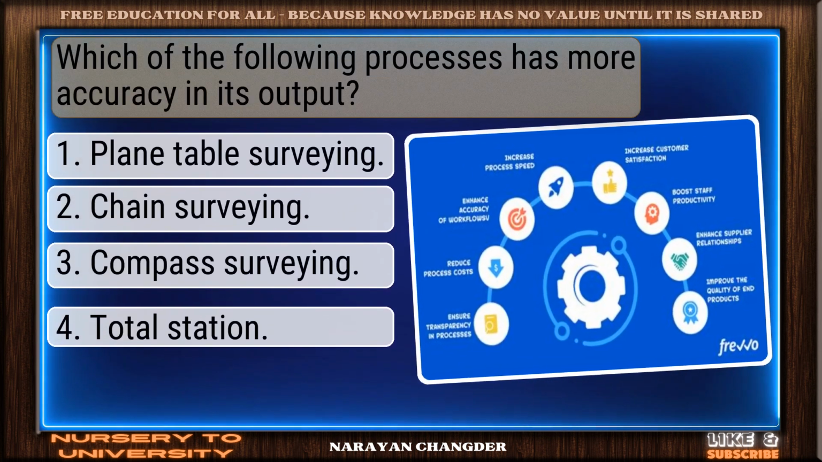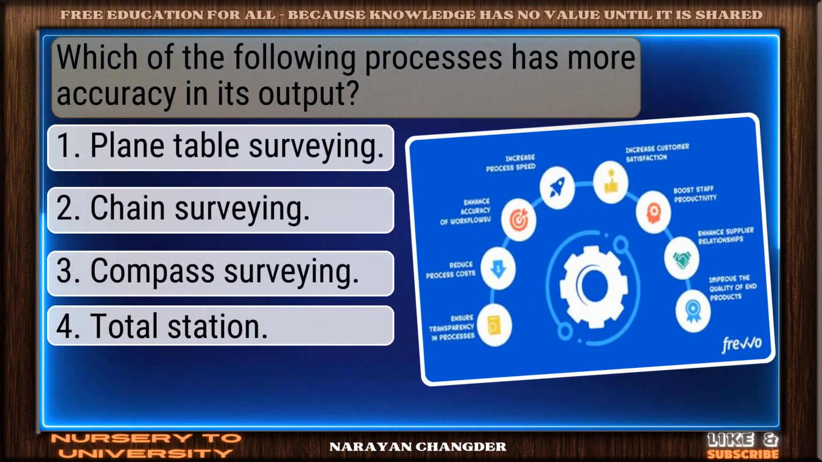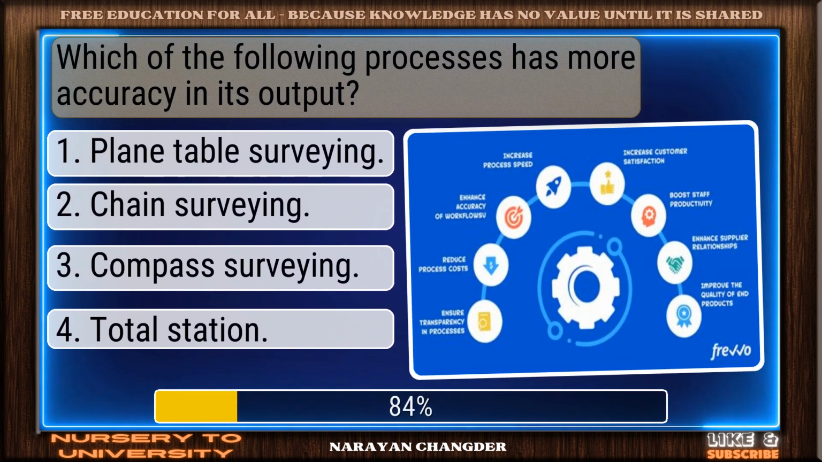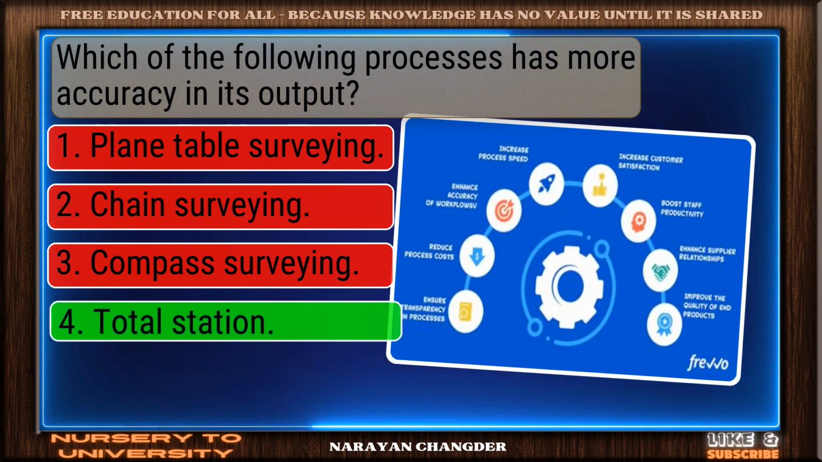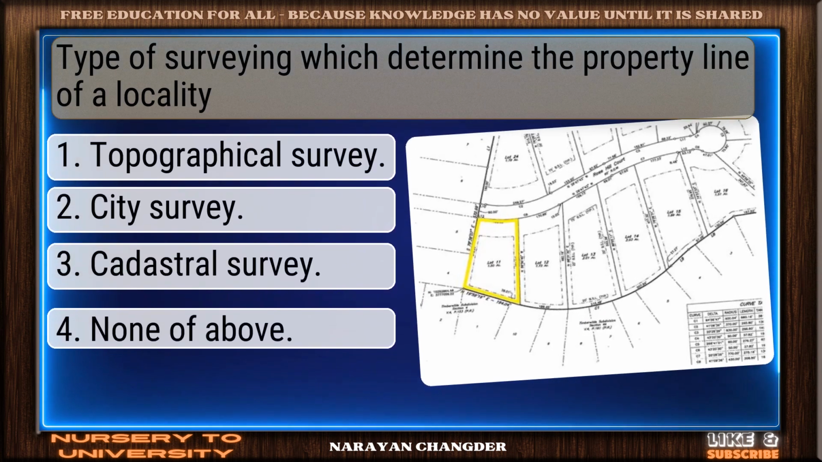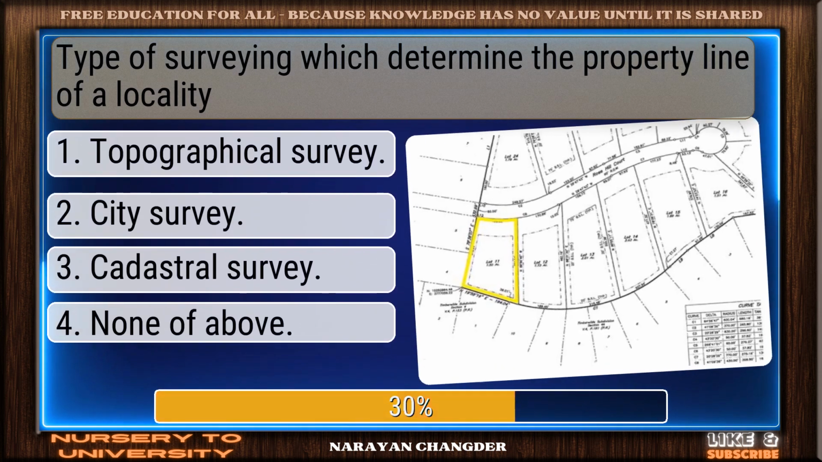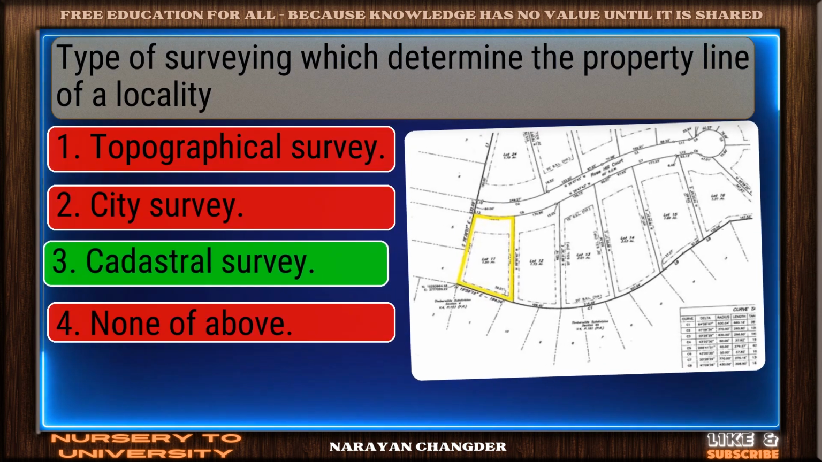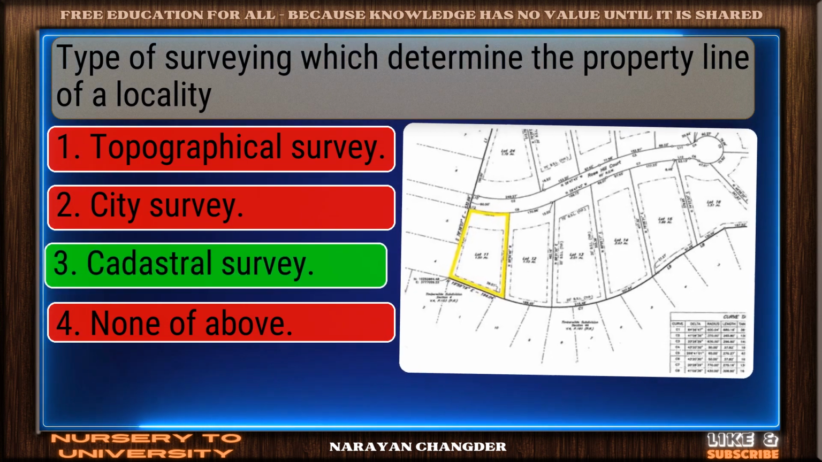Which of the following processes has more accuracy in its output? Great thinking. Total station is the right choice. Type of surveying which determines the property line of a locality. Correct response. Cadastral survey is the most accurate answer.